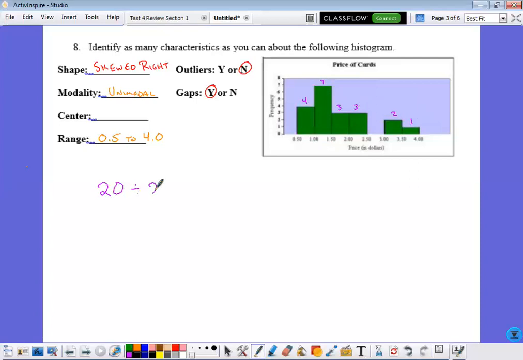We took that and we divided by 2 in order for us to find our center. Basically what we're saying is there's 20 data values. We want to know the one that's in the middle. And so we found our center by doing that. We ended up with 10. So then we would have to count out where the 10th data point would be.